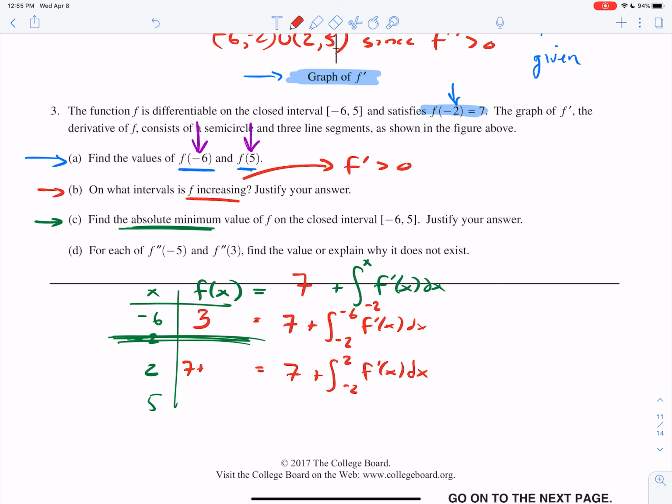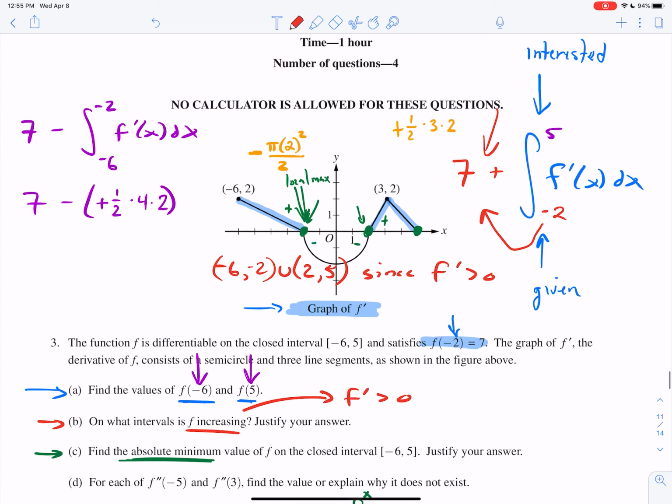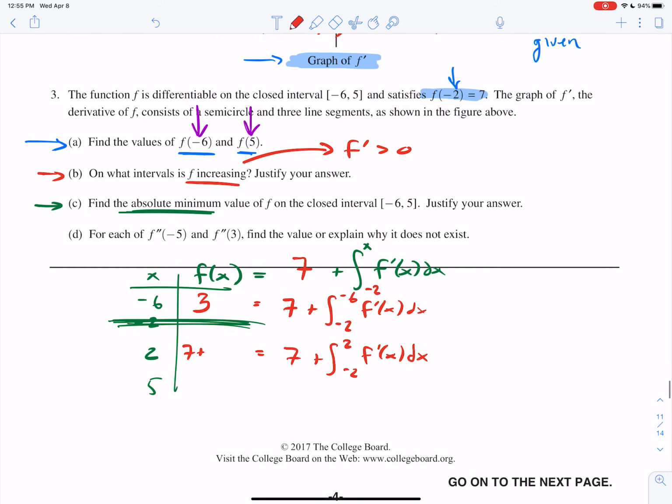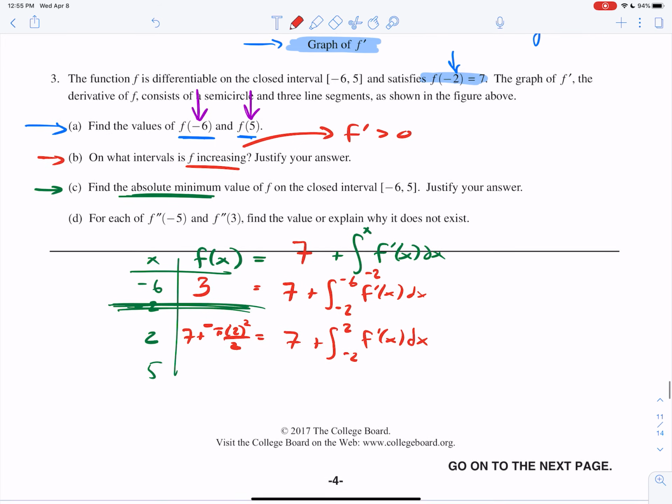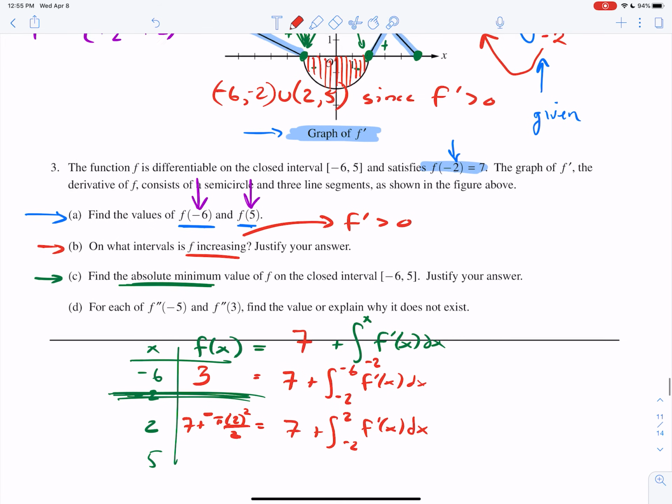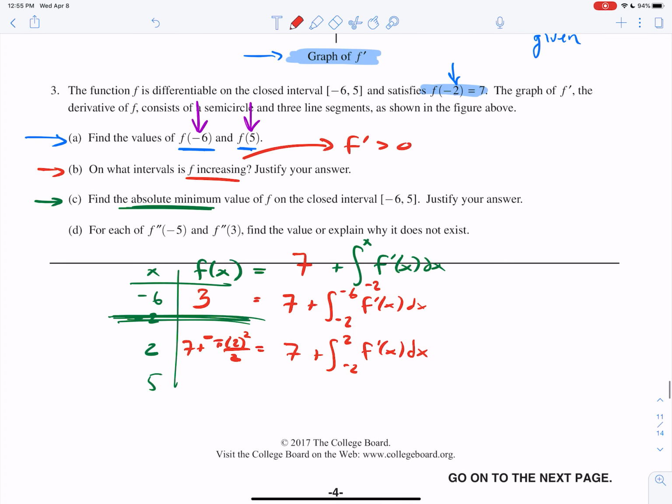That's going to be 7 plus, let's go back to the picture, from -2 to 2. That's really just that semicircle, okay, which is just pi 2 squared over 2. All right, and we did notice that the area was negative, okay, below the x-axis. All right, last one here. F of 5, I believe we did f of 5 as well. It came out to 10 minus 2 pi.